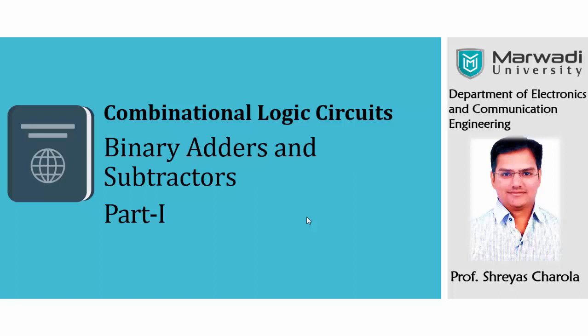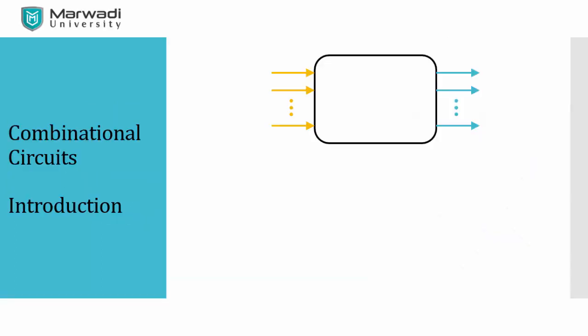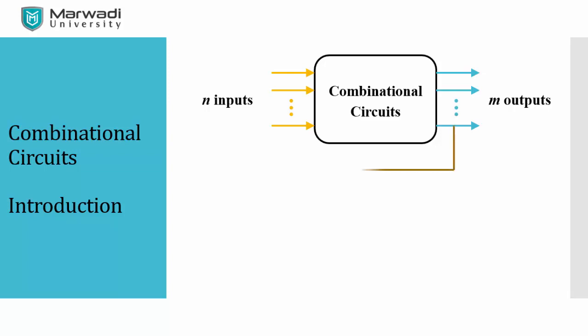Today I am going to discuss the combinational logic circuit, binary adder and subtractor. In a combinational circuit, I have a circuit which has n inputs and m outputs, and there is also one feedback path which comes from output to input.